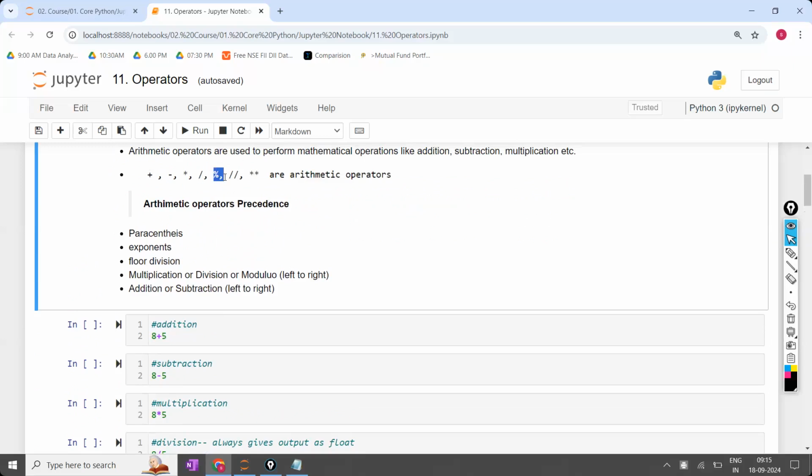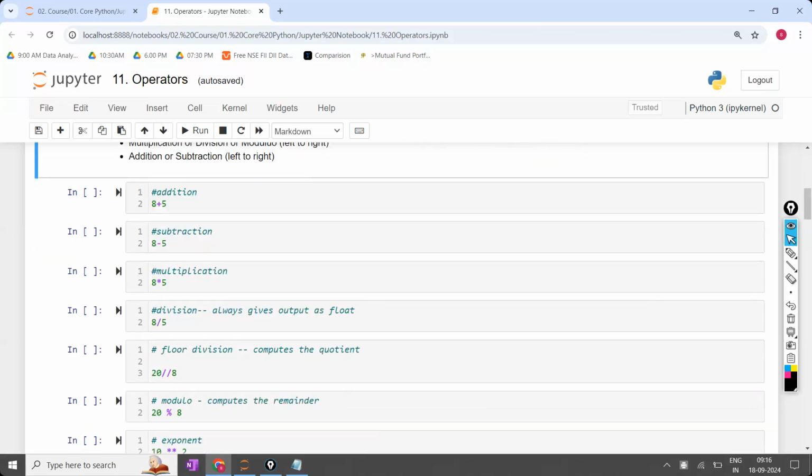Additionally, we have the floor division. Modulo, the percentage symbol, is called modulo. This is called floor division. And this is called exponent, which means power. Let me explain one by one with examples.